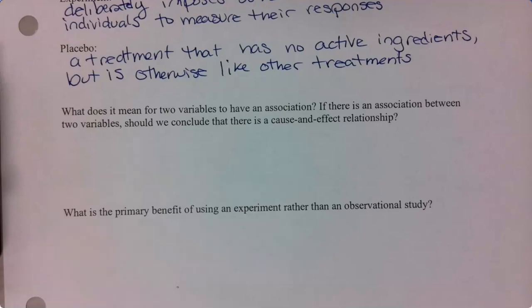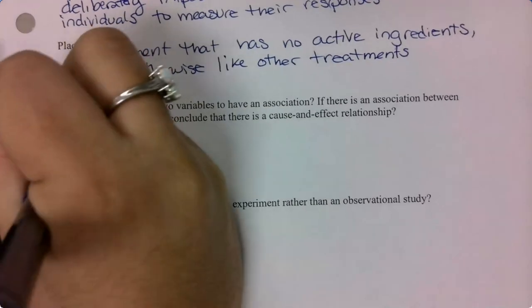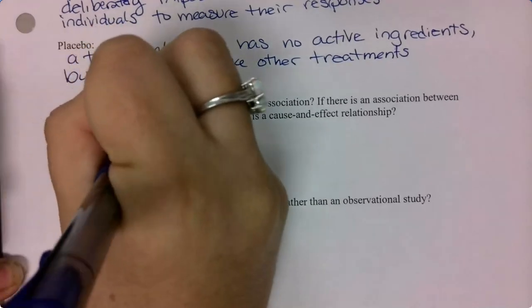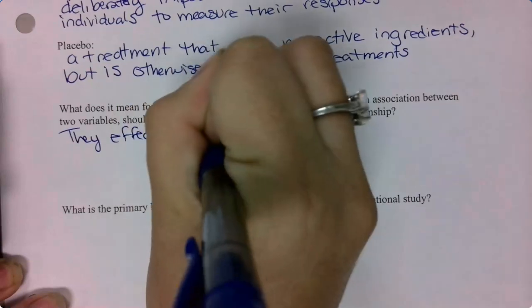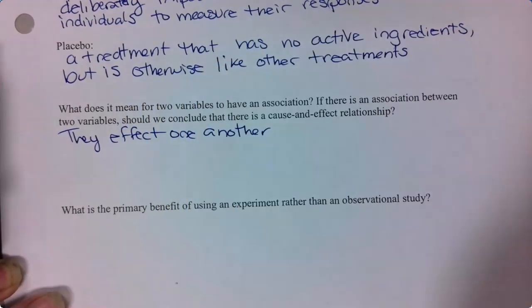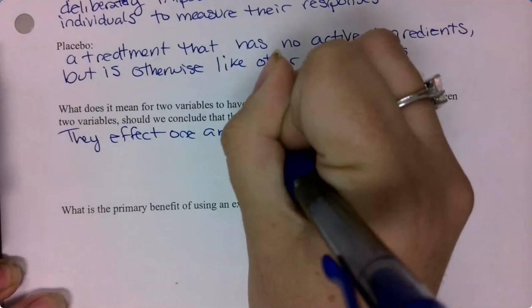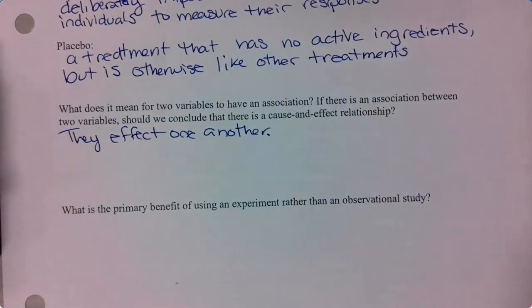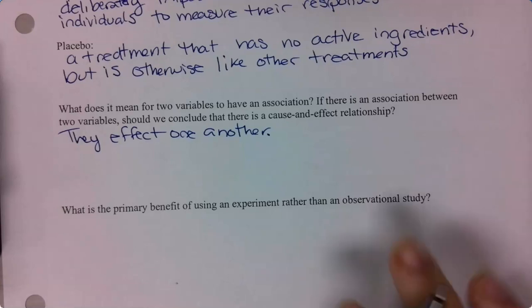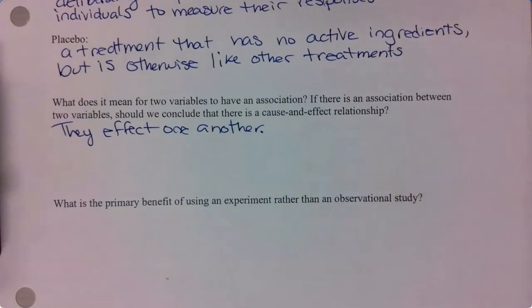So, what does it mean for two variables to have an association? Okay. So, they affect one another? But just because there's an association, should I assume that they cause and affect each other? Why not?